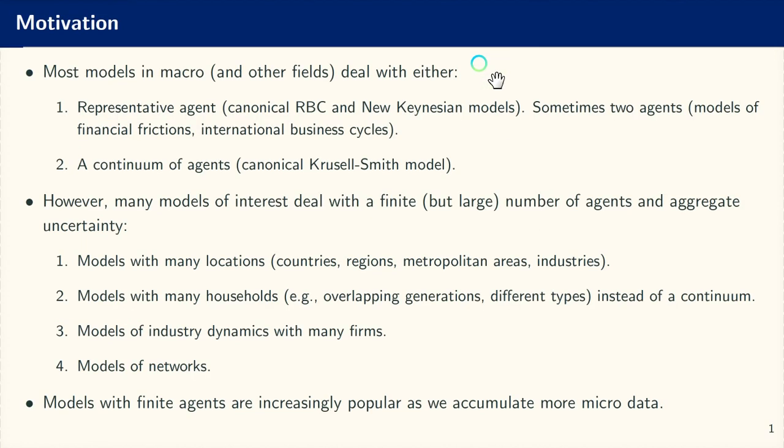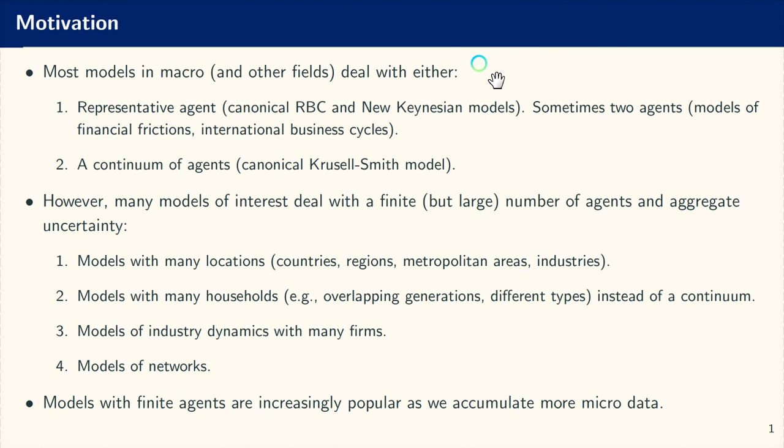The motivation for our paper is that most models in macroeconomics and other related fields deal with two classes of environments. The first class is representative agent models, either in the canonical real business cycle or New Keynesian models. Sometimes there is a small variation of this model where we have two agents, for instance, in models of financial frictions where we have a borrower and a lender, and in models of international business cycles where we have home and abroad.